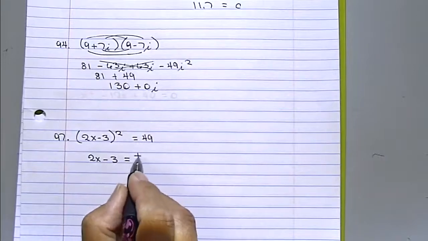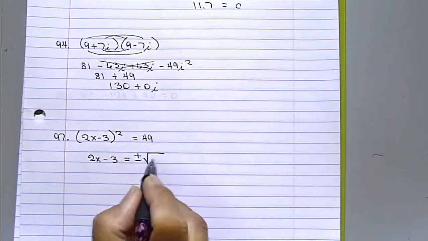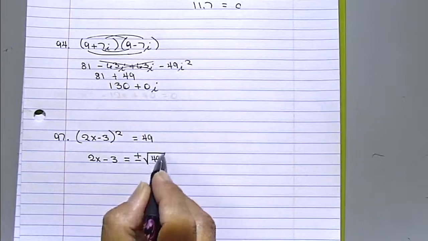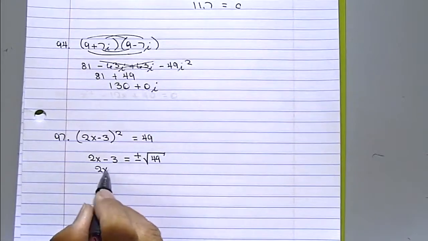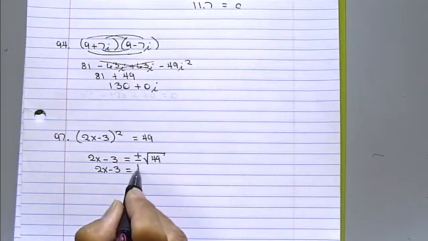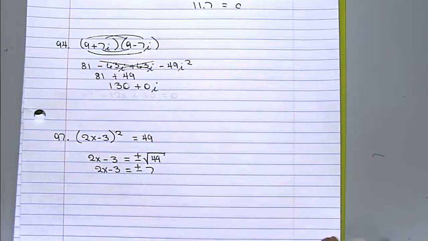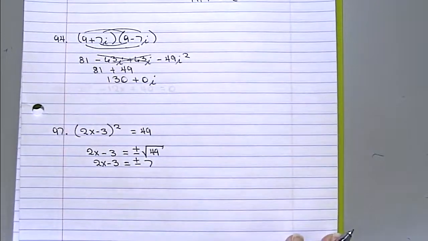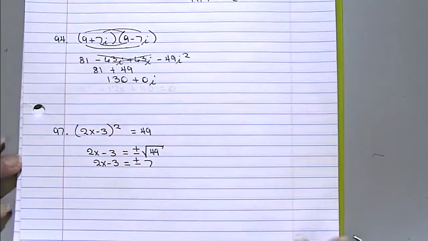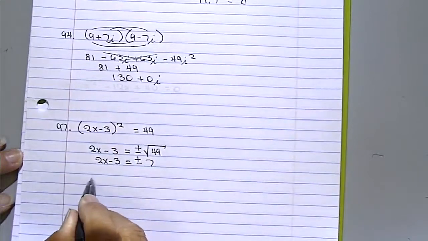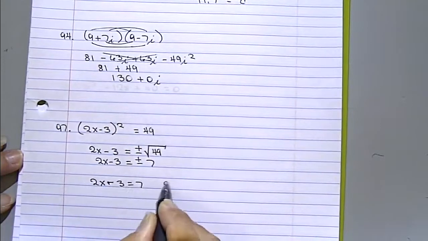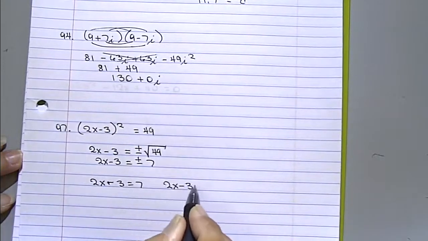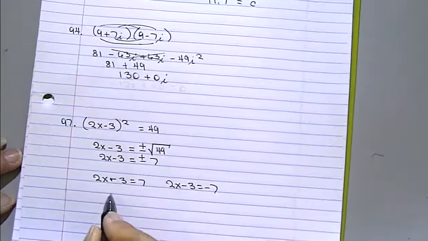Here's what you got to remember. If you take the square root of that side, it's got to be plus or minus. So now, what have I got? Well, that's going to be 2x minus 3 is equal to plus or minus 7. I've got two solutions. I will solve one of them with a positive 7, one of them with a negative 7. I'll say 2x minus 3 is equal to 7, and 2x minus 3 is equal to a negative 7.